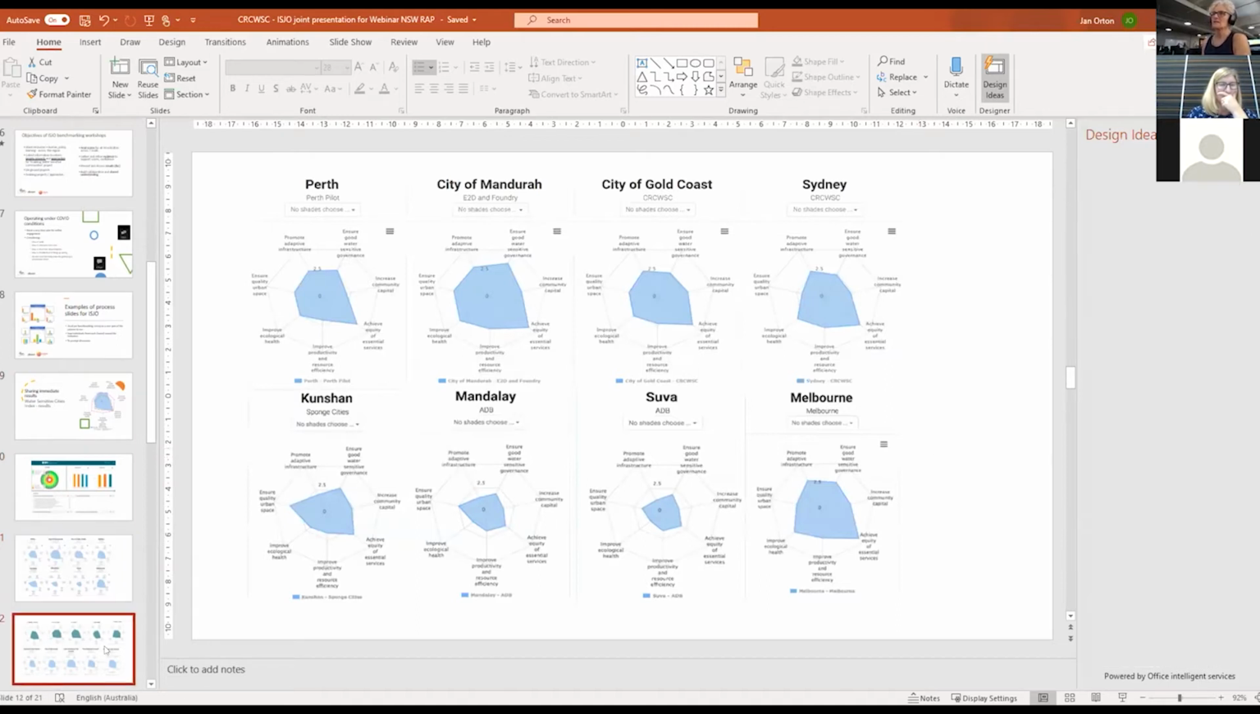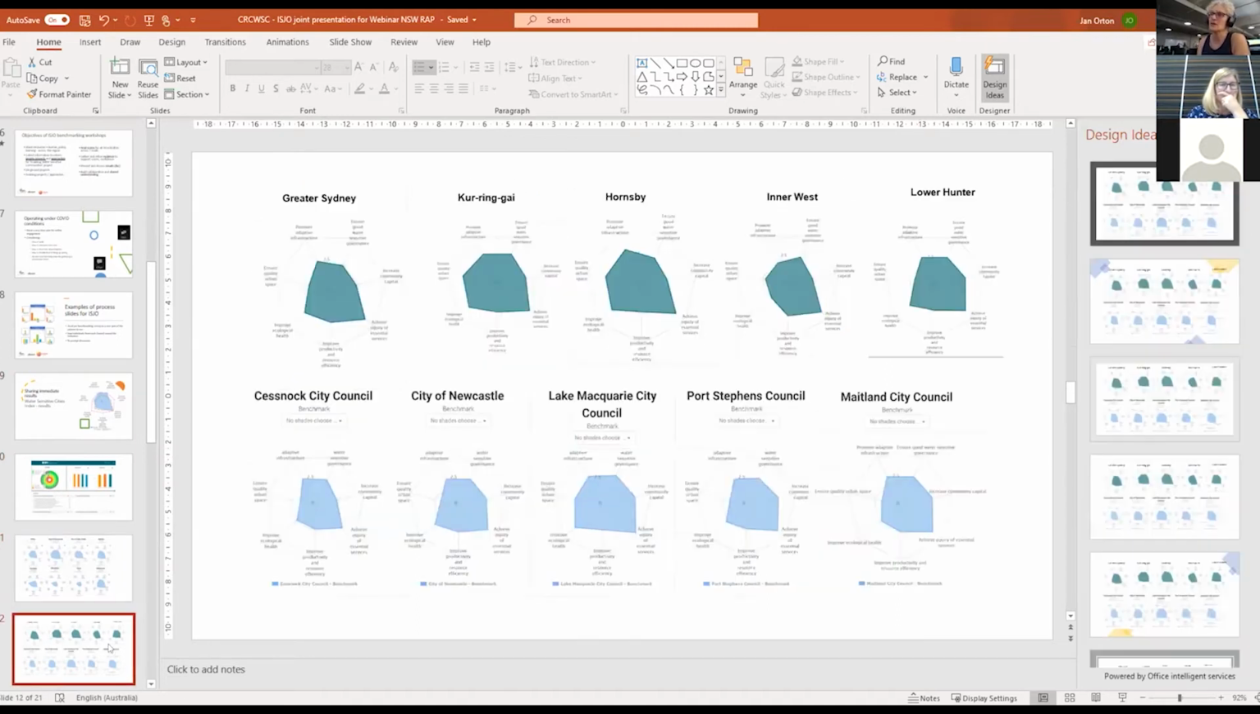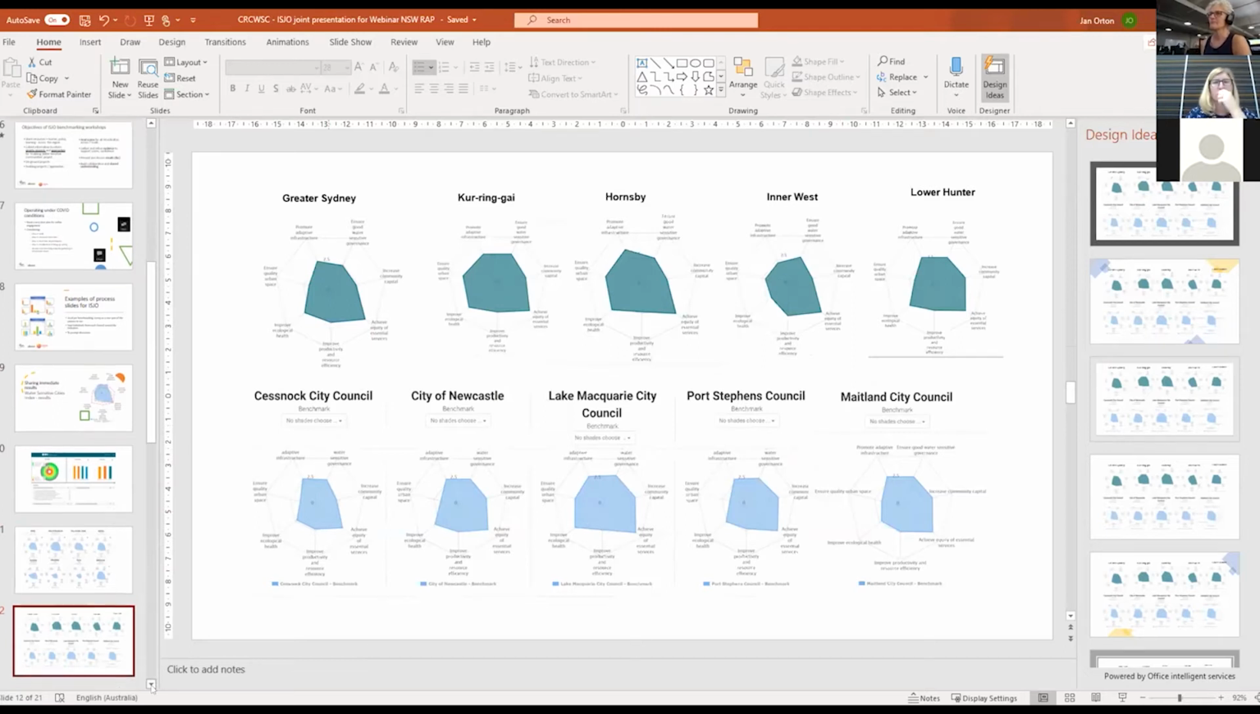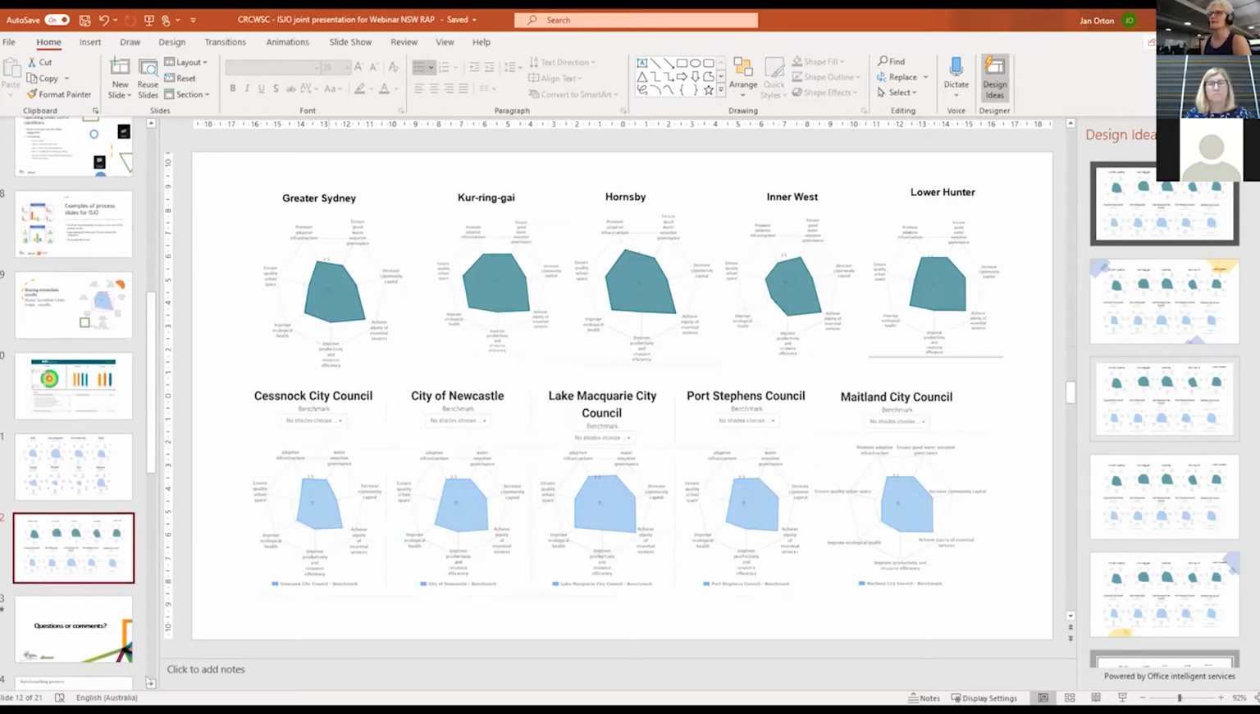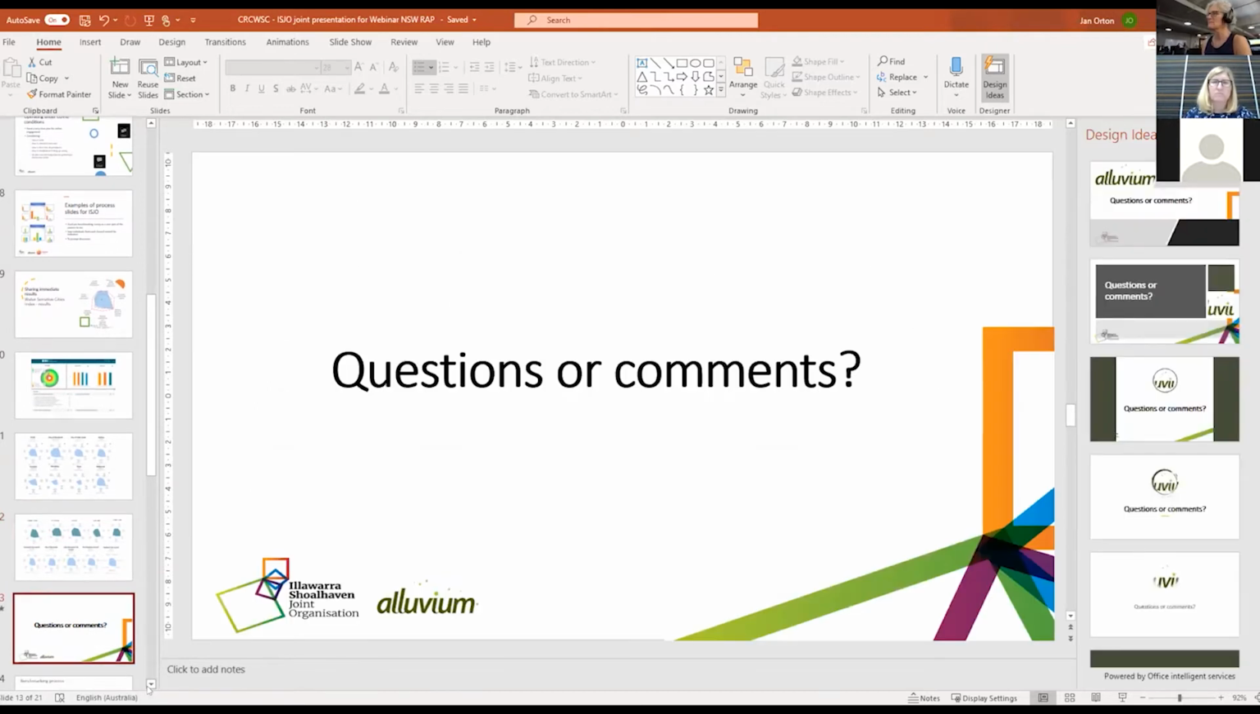And then the next slide is some other work that Alluvium did before I started, looking at the Hunter region group of councils and doing their benchmarking scores. I believe that was in the days before COVID, so that was a much more friendly face-to-face workshop activity. And I think that's me, Beth.